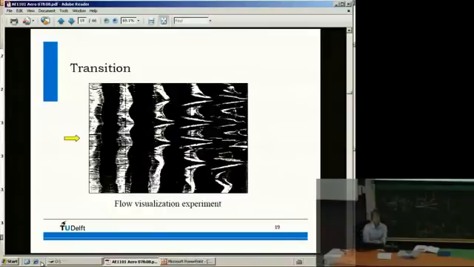Now what does it look like? For example, the way we do this, we put oil on the surface, and through the oil on the surface, you can actually see what's happening on the surface. Well, laminar flow has very smooth surface streaks. But if you look along the plate, when it transitions to turbulence, you get these structures.